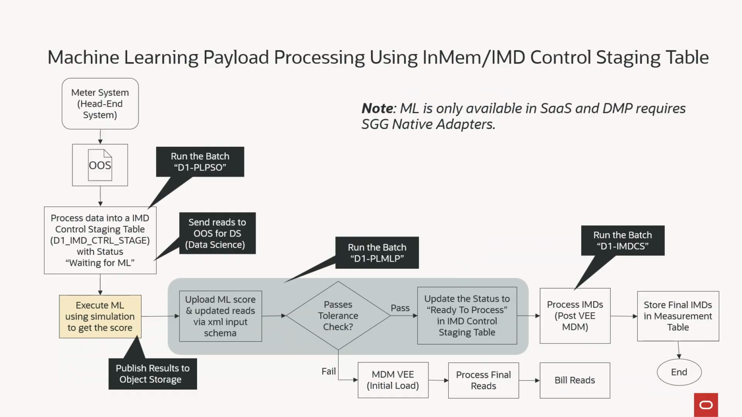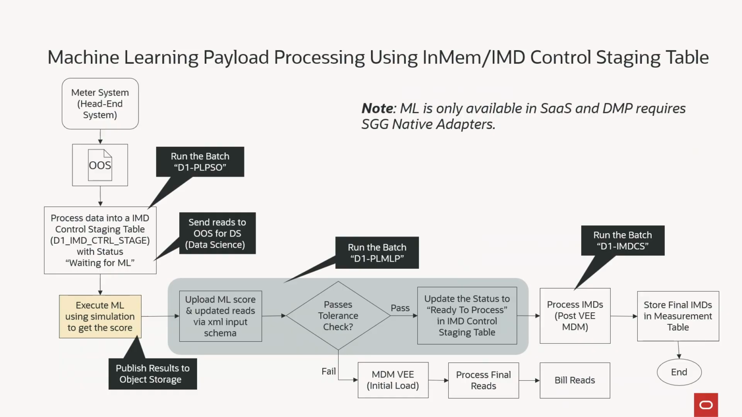Then once ML is executed using simulation, the reads are scored and updated, after which data science publishes the results to Oracle Object Storage. Next, we run the D1PL-MLP batch to import the scored and updated reads from Oracle Object Storage. The system validates read tolerances, and if they meet the threshold criteria, it updates the status of the reads to ready to process in the IMD control staging table.